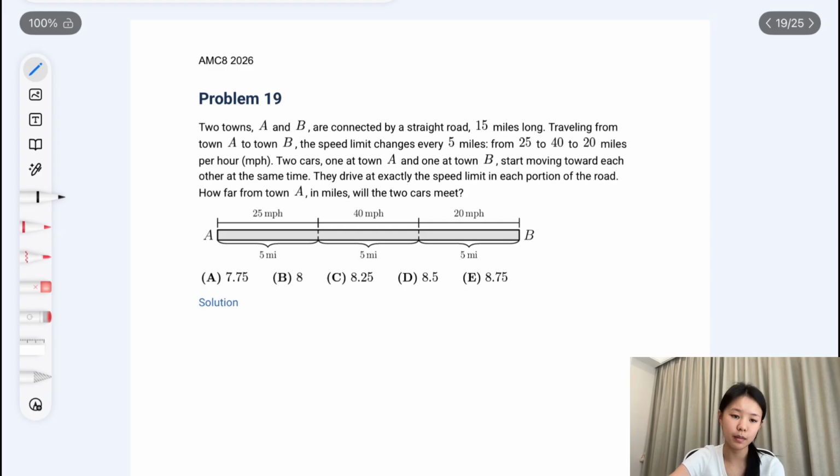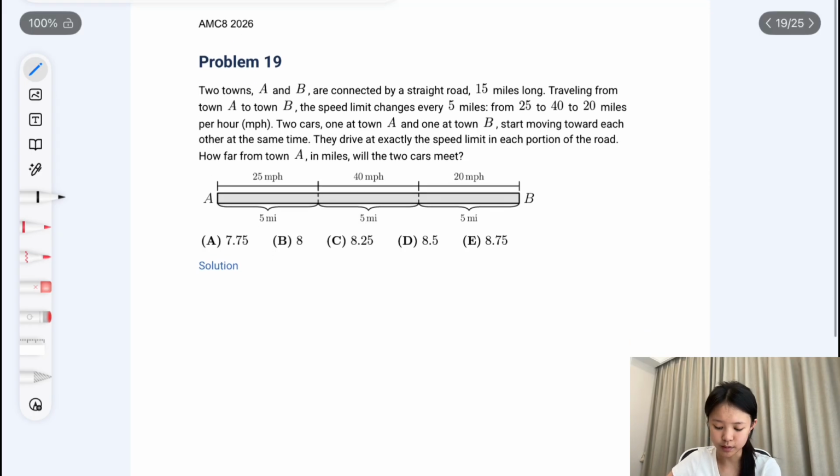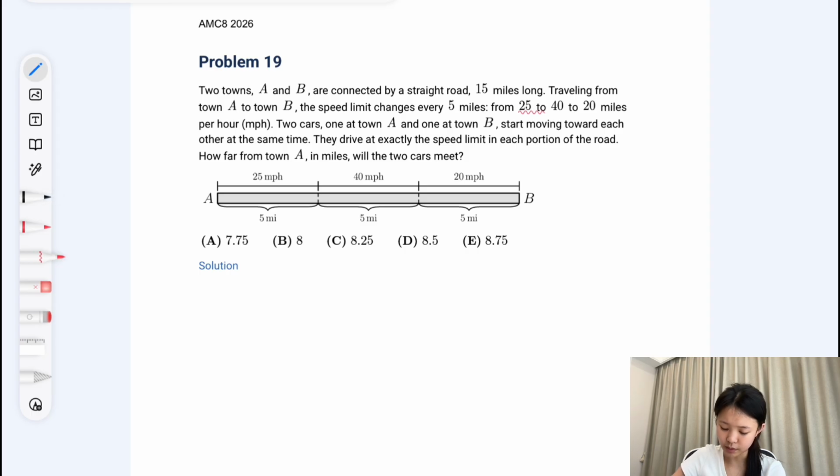Question 19. Two towns A and B are connected by a straight road, 15 miles long. Traveling from town A to town B, the speed limit changes every 5 miles, from 25 to 40 to 20 miles per hour. Two cars, one in town A and one in town B, start moving toward each other at the same time. They drive at exactly the same speed limit for each portion of the road. How far from town A would the two cars meet?